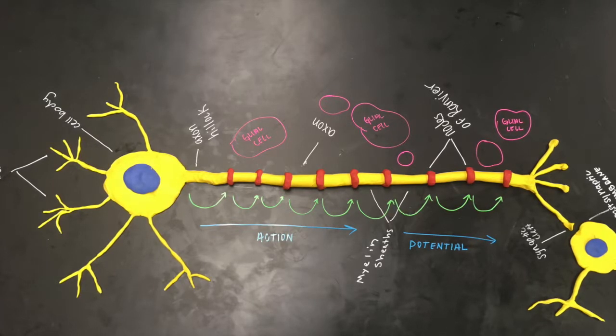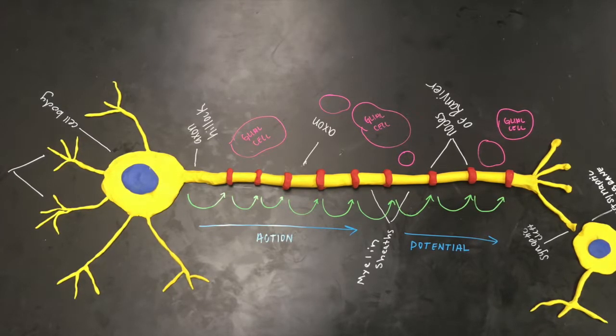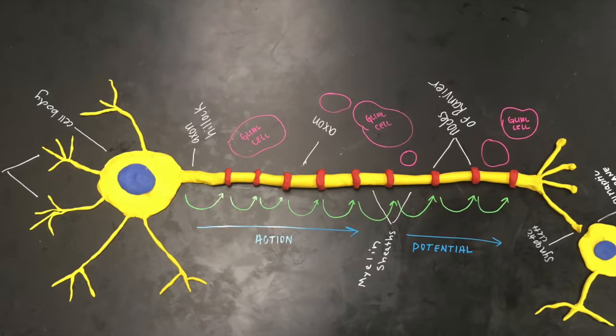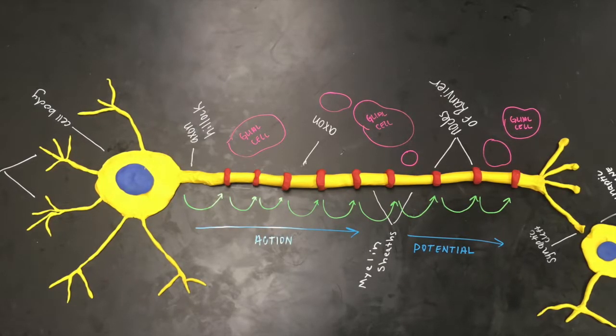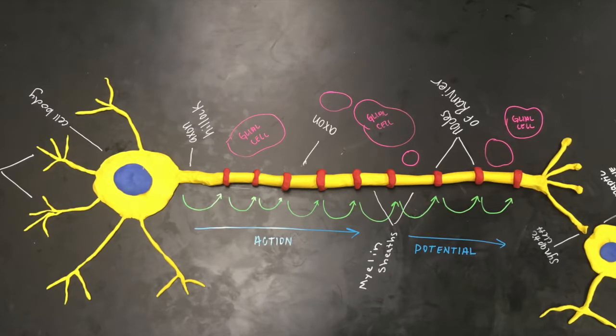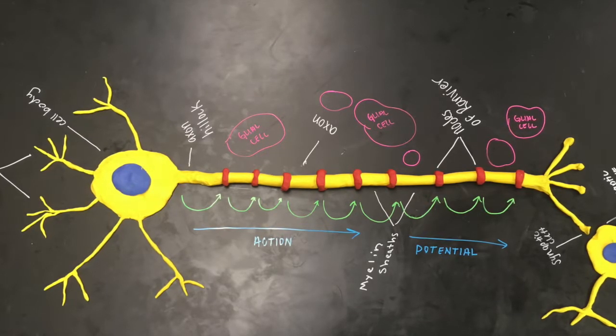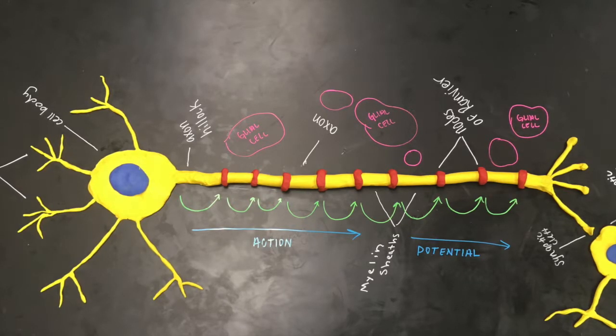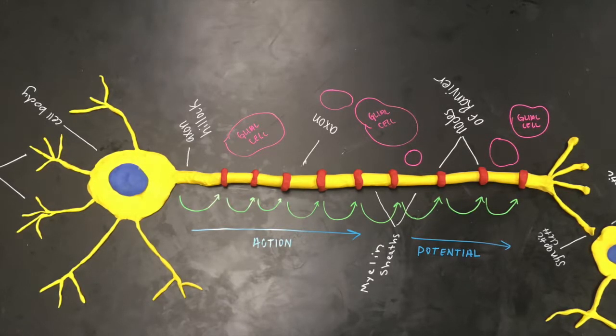Once at the axon hillock, the action potential begins moving down the axon in a jumping motion known as saltatory conduction. Action potentials only move in one direction, from the hillock to the axon terminals, where they will be converted into a chemical signal to be passed on to the next neuron.